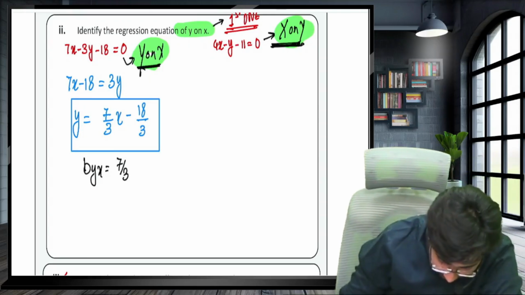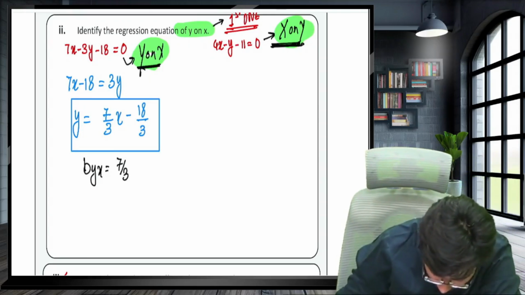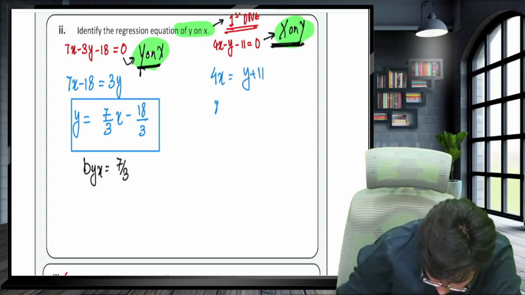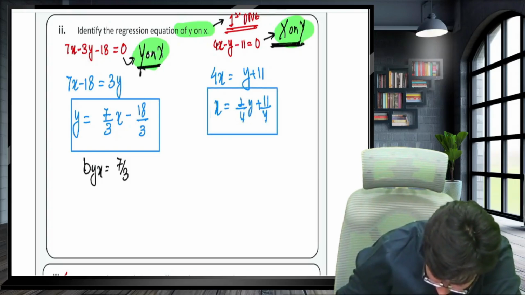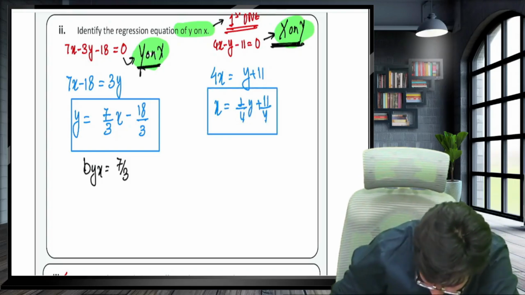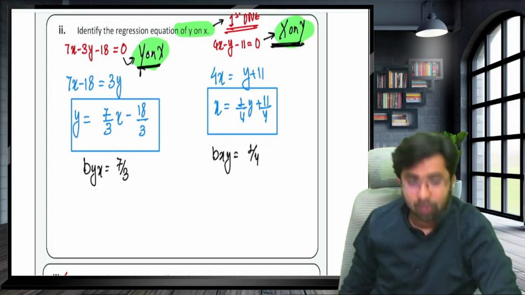Now here we will say y on x, x on y. 4x is equal to y plus 11. So guys, x is equal to 1 by 4y plus 11 by 4. So guys, this is my x on y, and from here I will say my b x on y is 1 by 4. Guys, is this point clear or not?